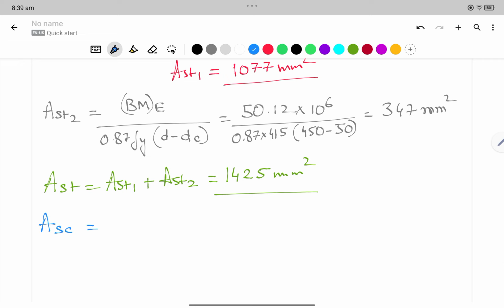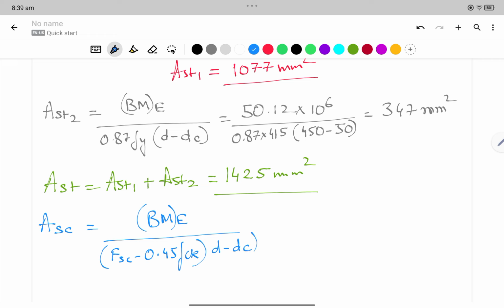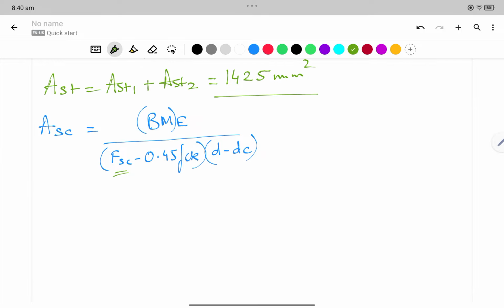ASC. So the formula is bending moment extra. So this is also coming for the extra part only. So the bending moment extra, okay. So now the formula here is FSC minus 0.45 FCK into D minus DC. Here comes the twist. So FSC we don't know. Okay, we have just a given chart. What is the given chart? So we'll write it here.